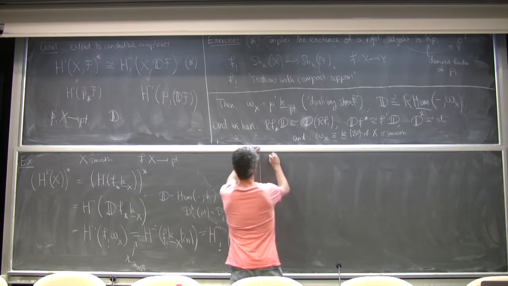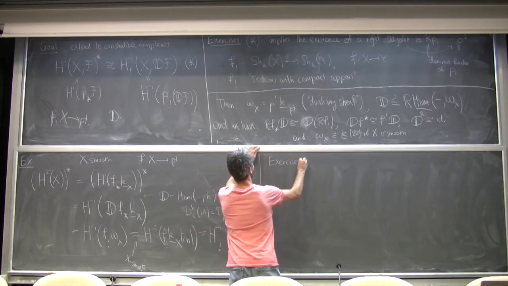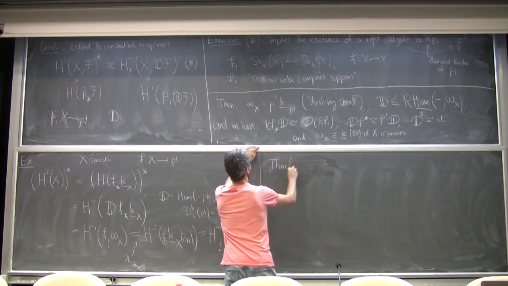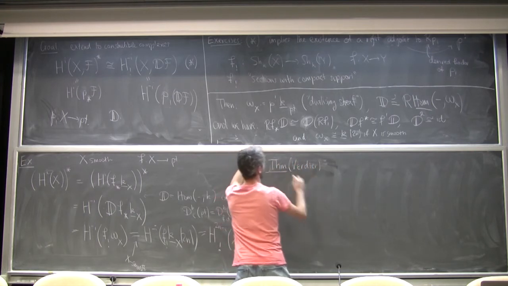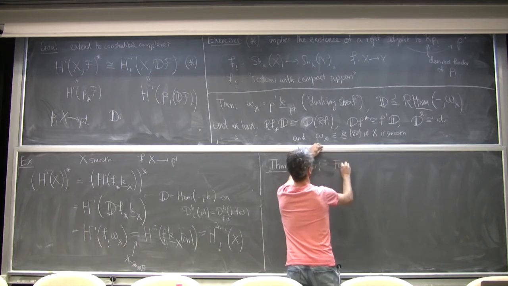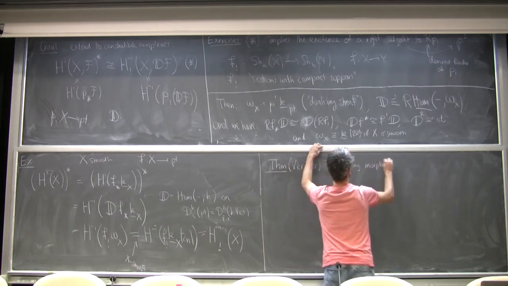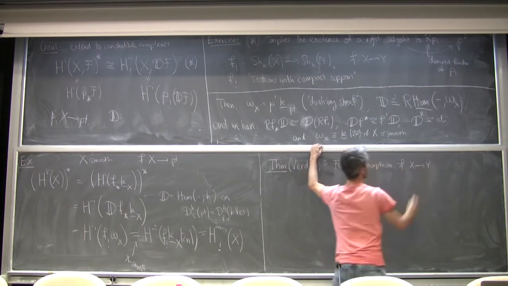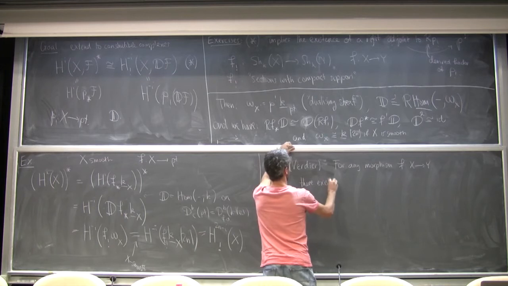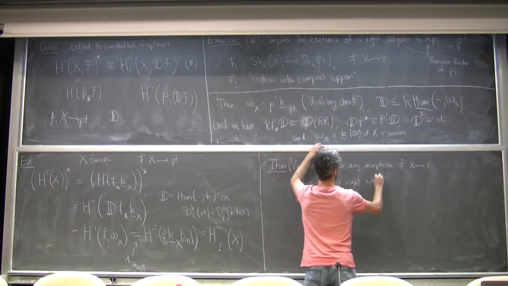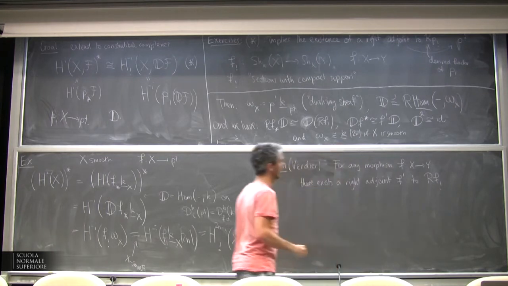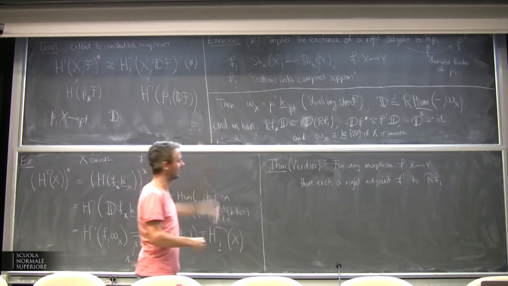And so some more exercises. Oh, so theorem. Theorem is that there exists, for any f from X to Y, a regular map of algebraic varieties, there exists... So all this actually makes sense.